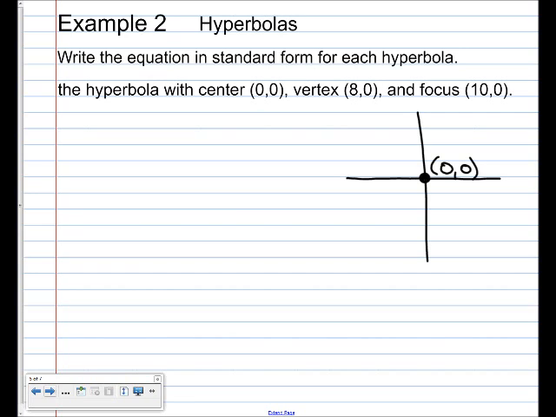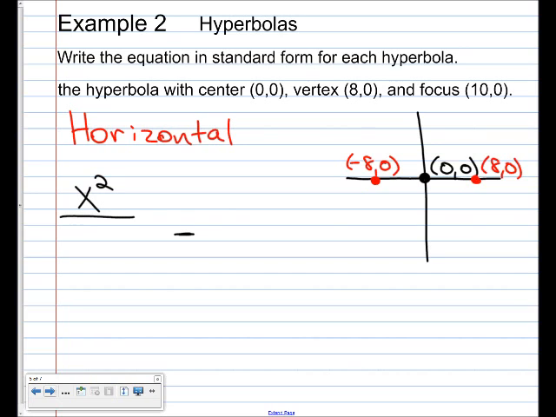So now it tells us that the vertex is what? 8, 0. So because we're going left and right for our vertices, it's going to be a horizontal hyperbola. All right. Now we've already told everyone that it's horizontal, so what letter should I write first in my equation? Very good, x. So I'm going to write x squared over something minus y squared over something equals 1. Always be equal to 1, yes.